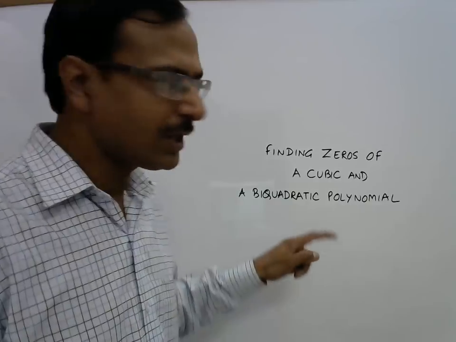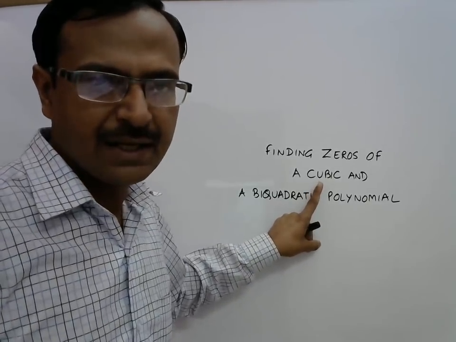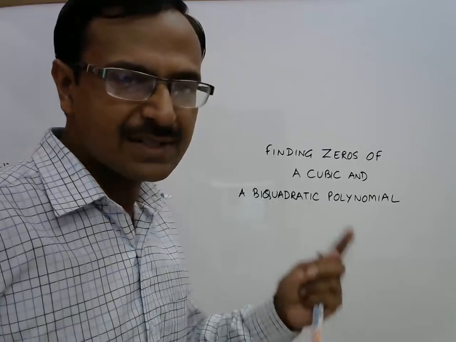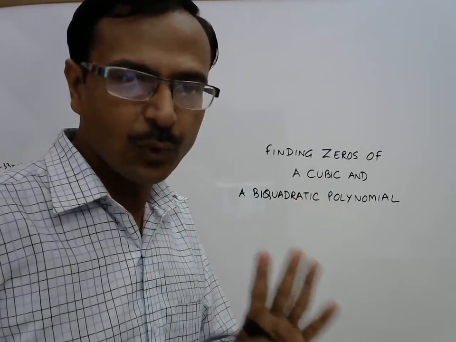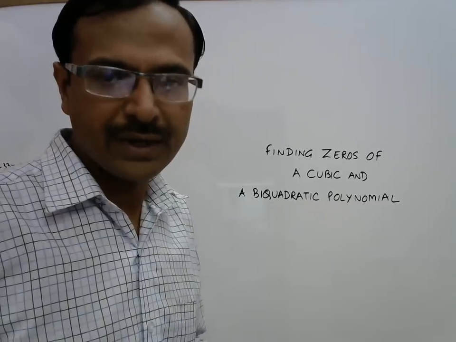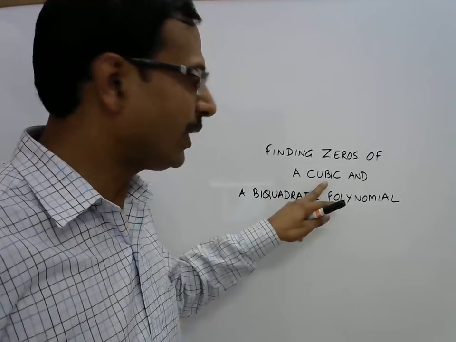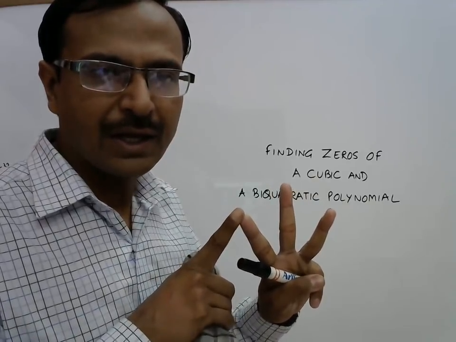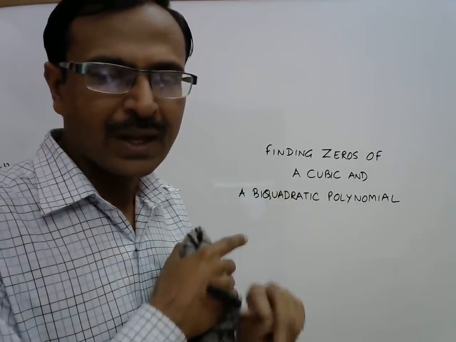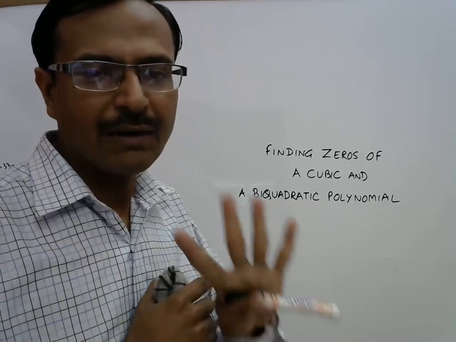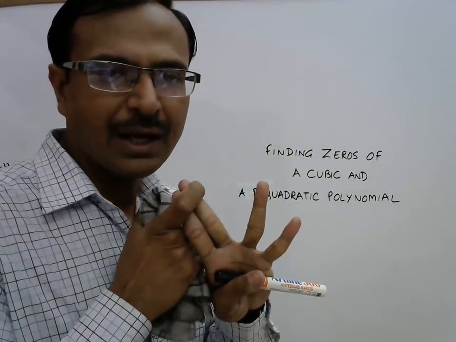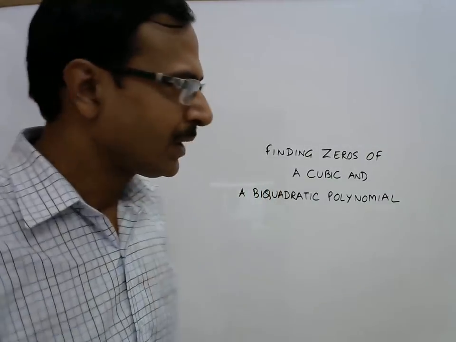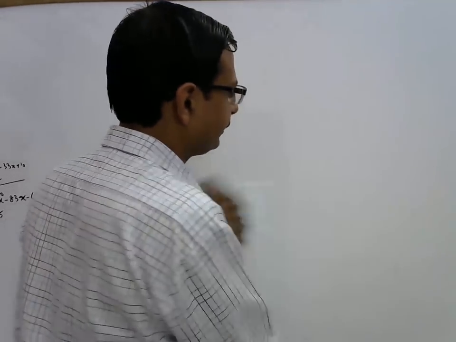I have already told you that a cubic polynomial has degree 3 and it has 3 zeros, and a biquadratic polynomial has degree 4 and it has 4 zeros. So now we will learn how we can find the zeros of a cubic polynomial. Out of the 3 zeros, 1 will be given and you will have to find the remaining 2. For a biquadratic polynomial, you will have 4 zeros, so 2 will be given and you will have to find the remaining 2. So this is what we are going to do today. Let us take one example.